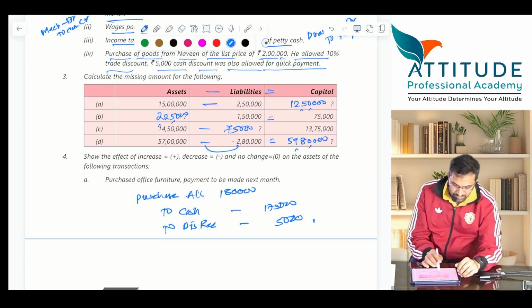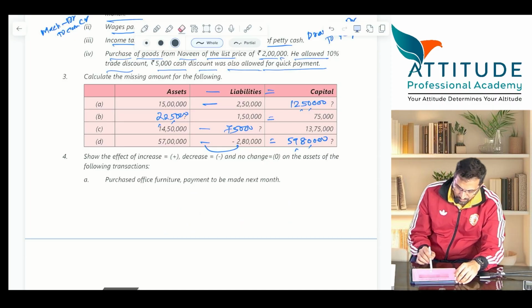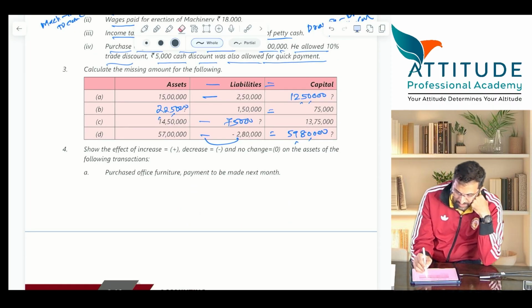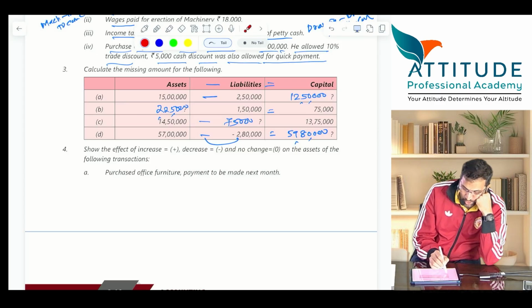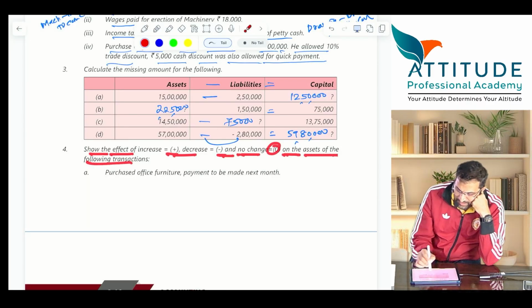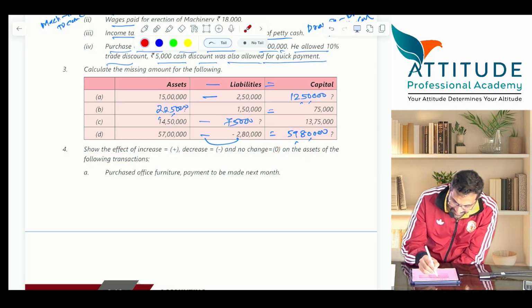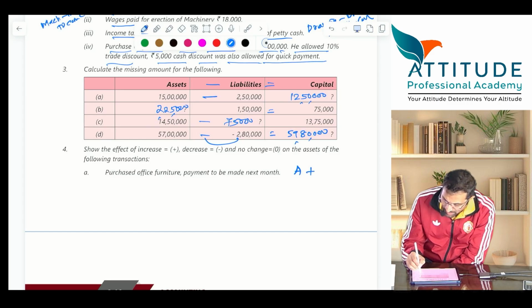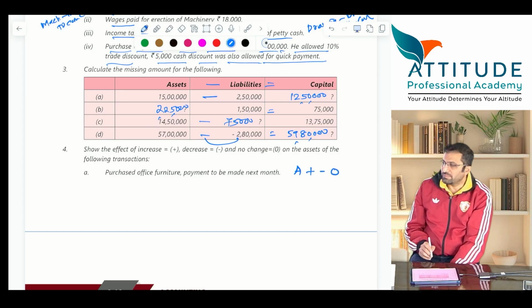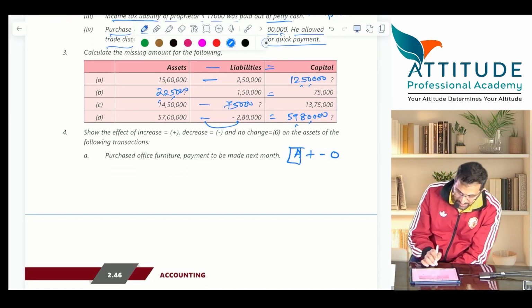Now, shall I erase it? Okay. Fourth question is a very, very important question. Have a look at it. Show the effect of increase (plus), decrease (minus), and no change (0) on the assets of the following transactions. On the assets. So in each and every transaction, is the asset increasing, decreasing, or no change? Only on assets. Shall we proceed? Okay.